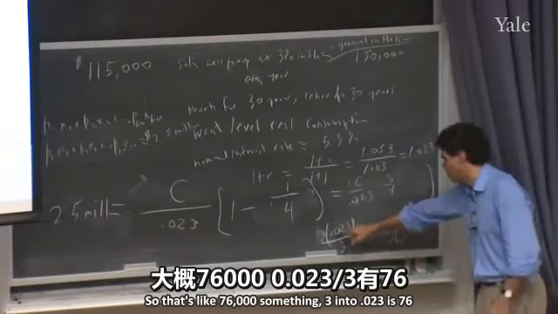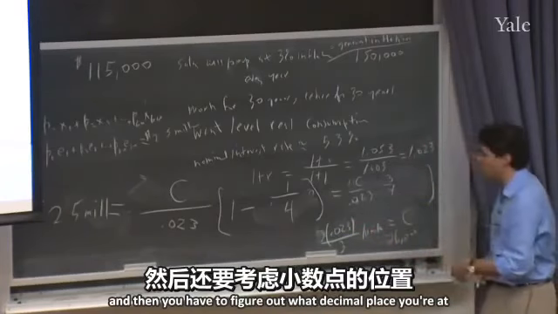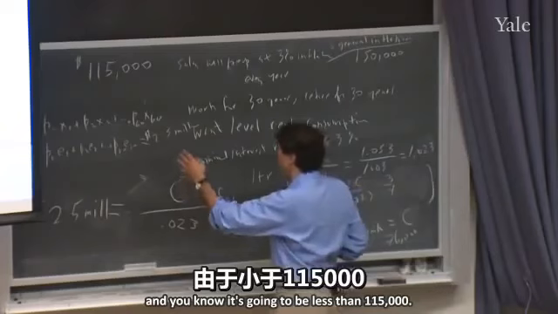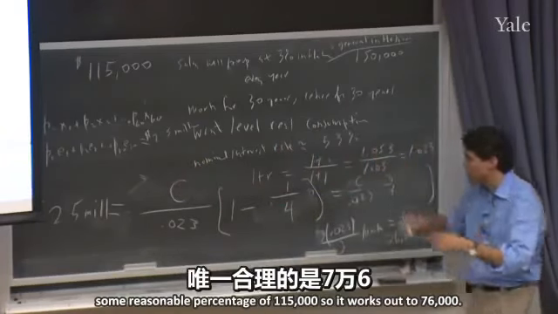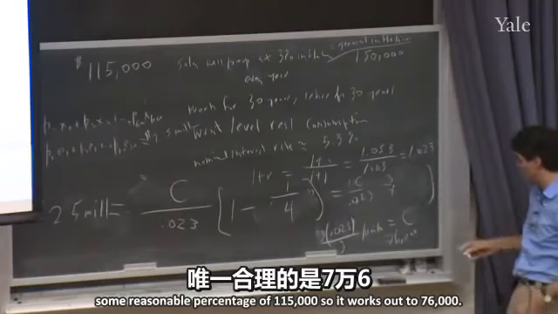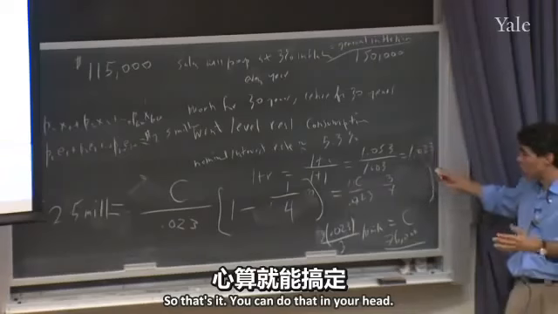Okay, 3 into 0.023 is 76, and then you have to figure out what decimal place you're at. It's going to be less than 115,000, so it's got to be some number that's a reasonable percentage of 115,000. So it works out to 76,000.